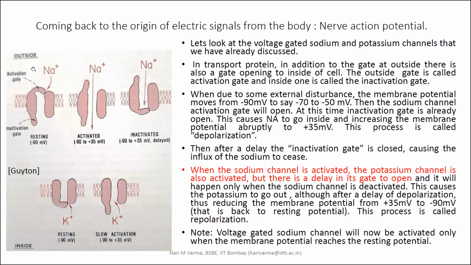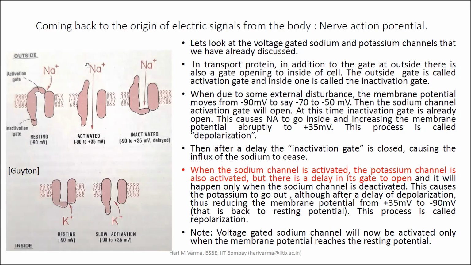The moment the activation gate opens, sodium will start flowing inside. But I told you, the moment the activation gate for the sodium is open, the signal is fed to the potassium gate as well. But this lazy guy will open only after some time. By that time a lot of sodium will come inside, and this sodium will push minus 90 millivolts to plus 35 millivolts for some time. So the potential inside the cell now will become plus 35 millivolts, more positive compared to the outside.